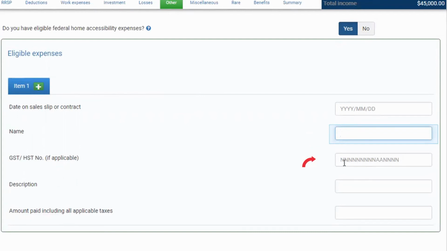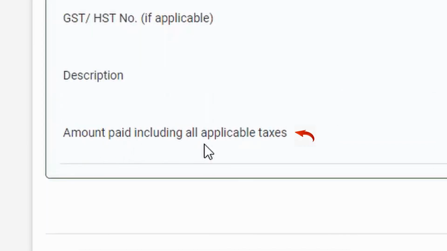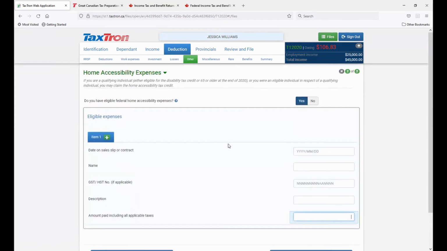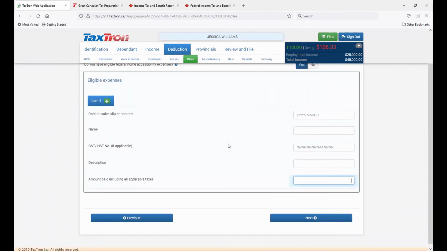If they provide GST number, you will write down the GST number. You will provide the description of expenses you performed or work was done, and the amount paid including all applicable taxes you will write down here. So that's how you will claim home accessibility expenses in TaxTron Web.